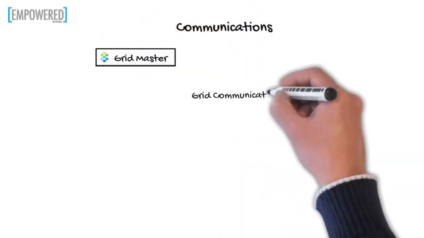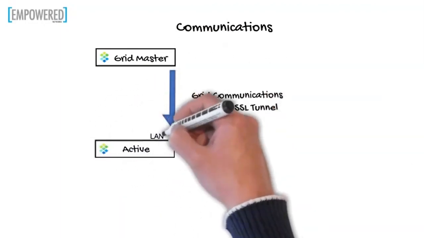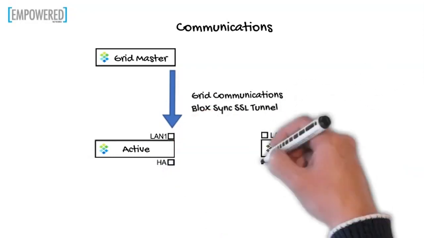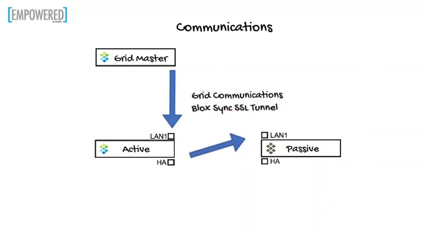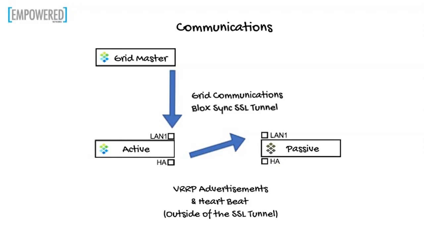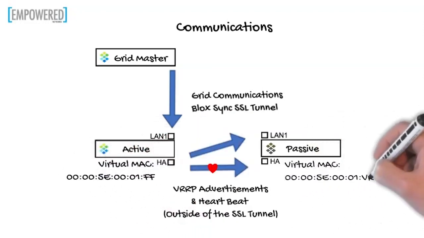Grid communications such as database updates come from the grid master over the block sync SSL tunnel to the LAN 1 port of the active unit of the HA pair. It then in turn passes that update on from its HA port to the LAN 1 port of the passive unit, again using the SSL tunnel of the block sync connection. VRRP advertisements, such as heartbeats, travel from the HA port of the active unit to the HA port of the passive unit outside of the SSL tunnel, using the virtual MAC addresses from VRRP.